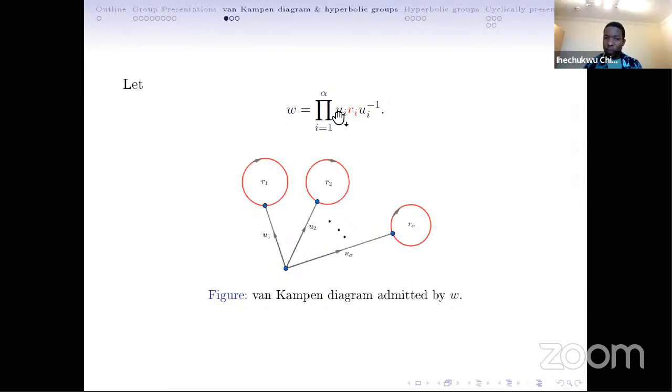So this word here, U1, R1, U1 inverse, will read U1, R1, U1 inverse. And you do the same for the next one up to alpha. And then you can see that your W can be read from this figure by just going around everything and coming back to it. So this is what we call a Van Kampen diagram. You can see that it's a topological disk. So this is a disk, this is a disk, and that's a disk.